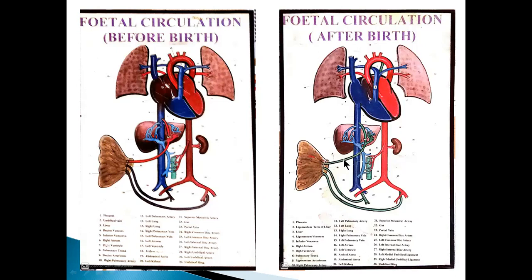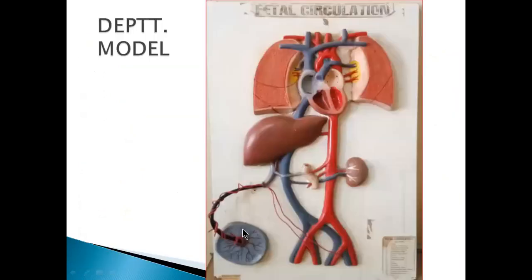Similarly, all the regressed areas are colored with green color. Umbilical vein is colored green. Then this ductus venosus will become ligamentum venosum. Here ductus arteriosus will become ligamentum arteriosum. You have to identify, and accordingly whatever questions are asked you have to answer. This is another model which you can see. You may get questions from the teacher, and you have to answer.